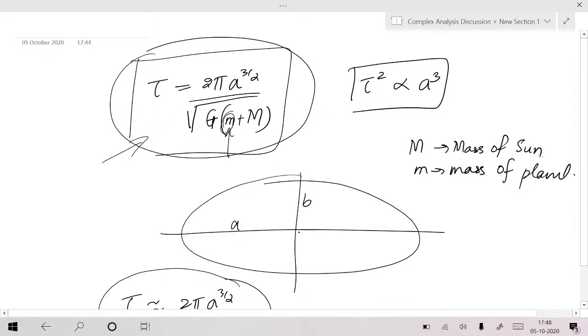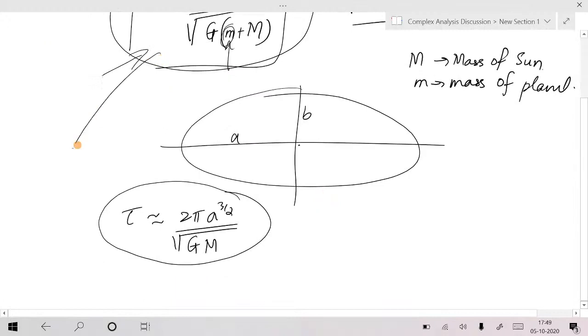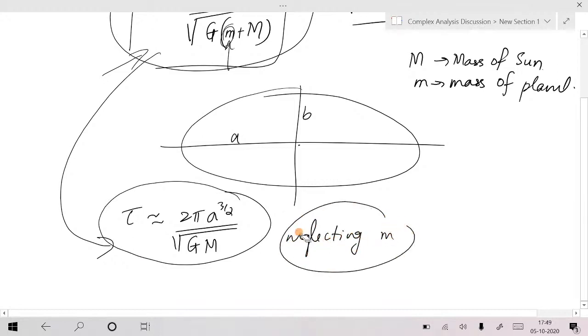That is, if the masses are the same, and if the semi major axes are the same, then the time period is the same. If the masses of the planets are different, then it will vary slightly. So this equation is approximated like this by neglecting this small mass. Is that clear?